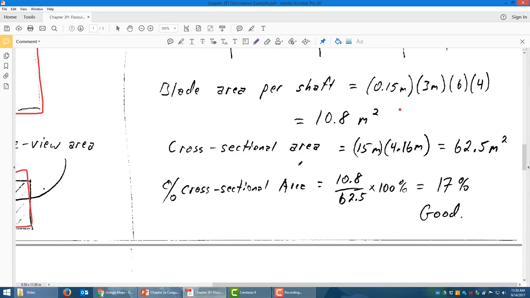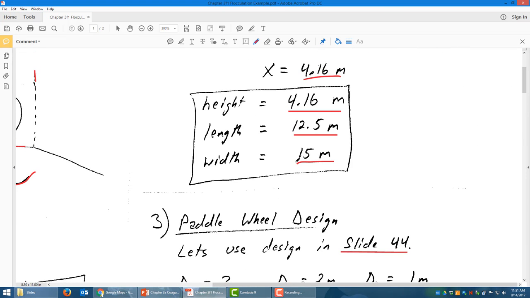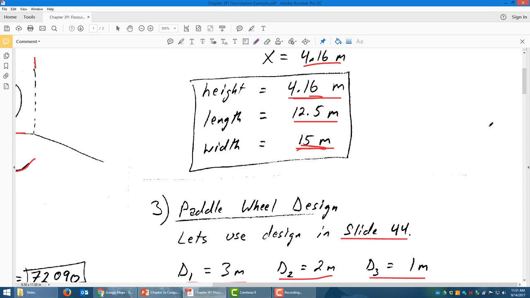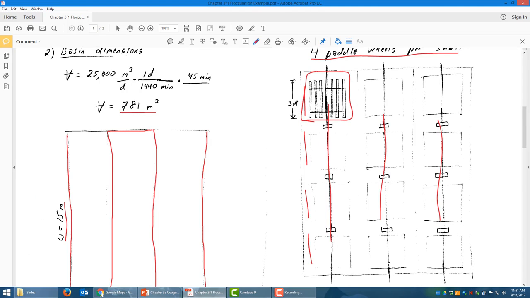Then the cross-sectional area of the water flow is 15 meters wide by 4.16 meters high. And what was that? This was the width of 15 meters by the 4.16 meters. Essentially what we're saying in this is we want to figure out how much area the water is flowing. So water is flowing in this direction. That's part of what might not be super intuitive about this drawing.